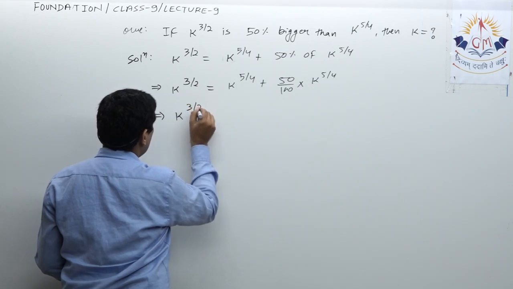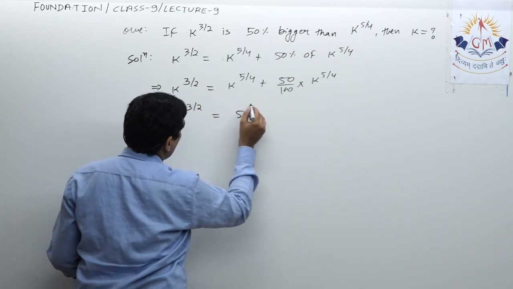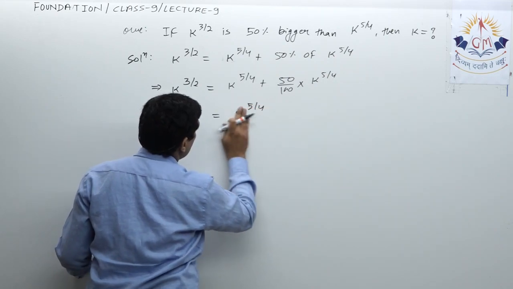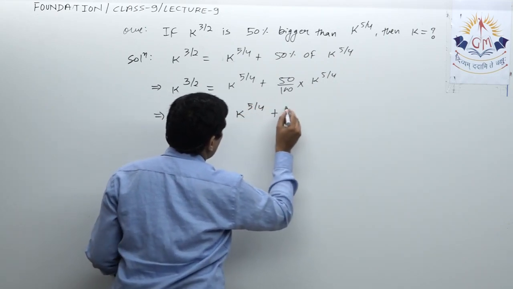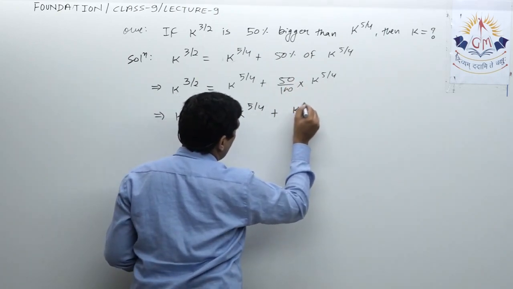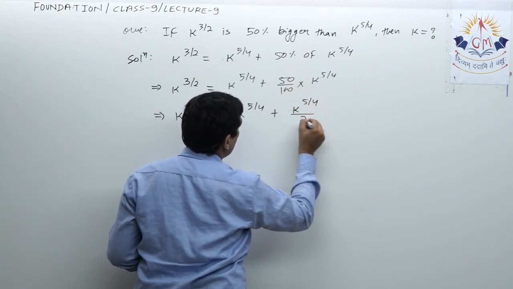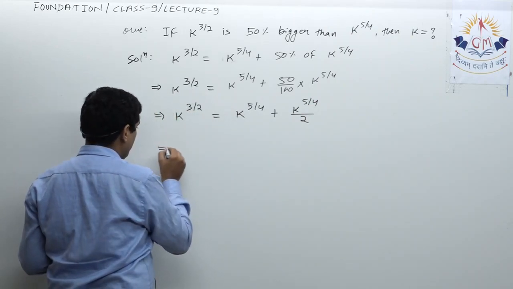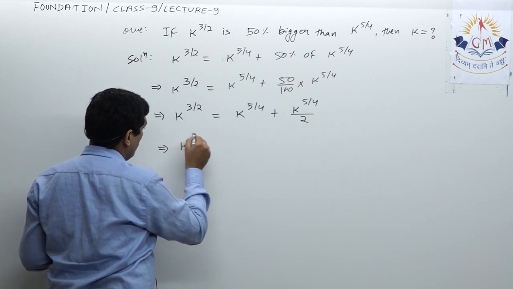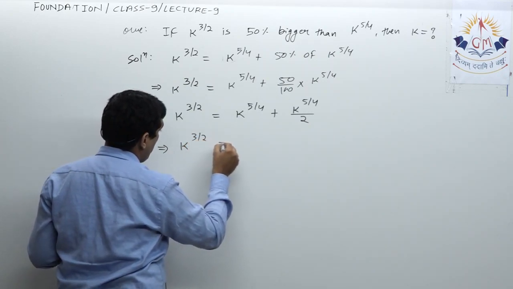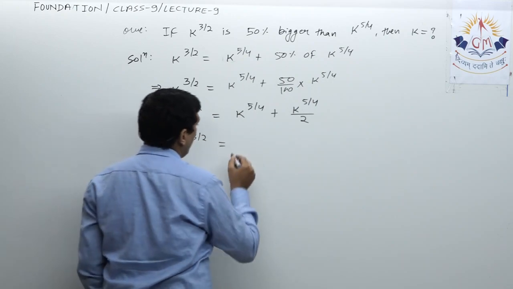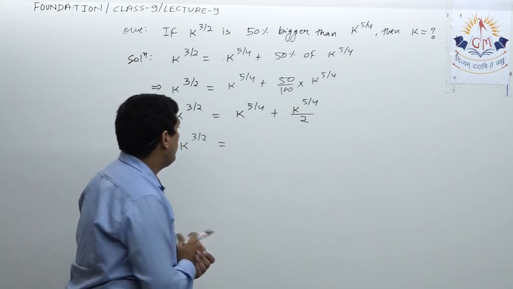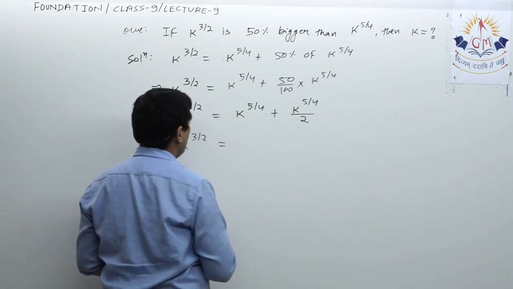So k raised to 3 by 2 is equal to k raised to 5 by 4 plus, this will cancel out, so k raised to 5 by 4 upon 2. Okay, so now k raised to 3 by 2 is equal to k raised to 5 by 4 plus k raised to 5 by 4 by 2. So now by solving them you have to get the value of k.